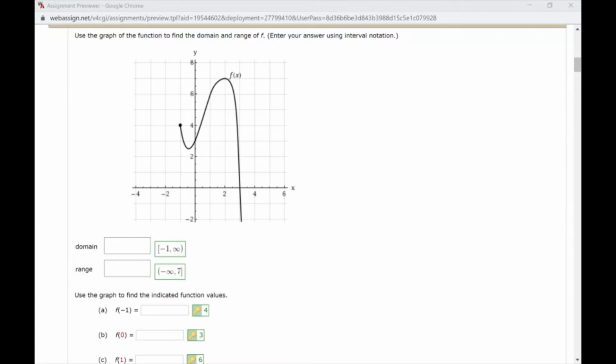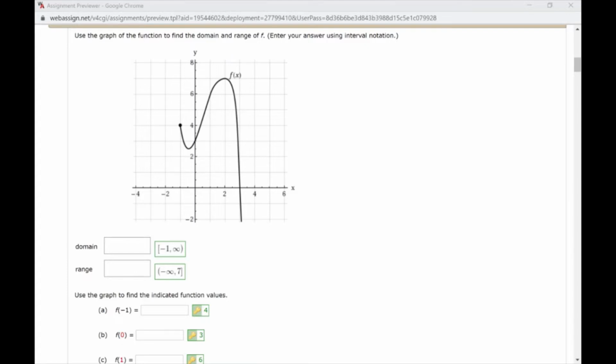Whenever it's going off the grid like that, that means it's continuously going on and on forever. They don't put arrows on their graphs. That's why I like y'all to put arrows on your graph to indicate that it's going on forever. But whenever you see it going off the page of the graph, then you know that means it's continuously going in that direction.